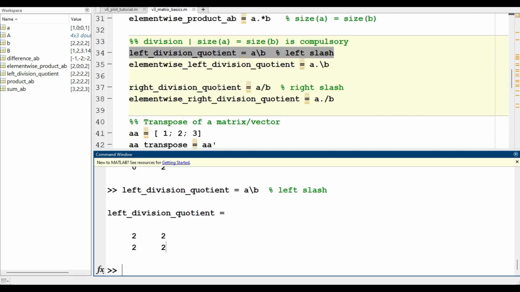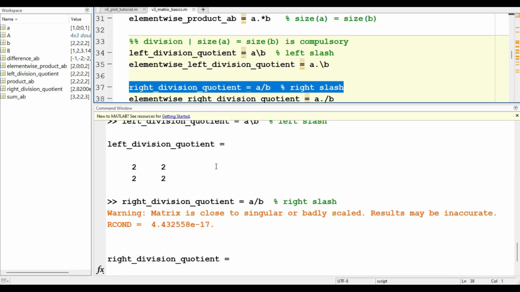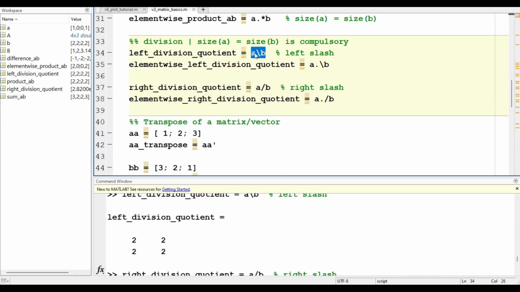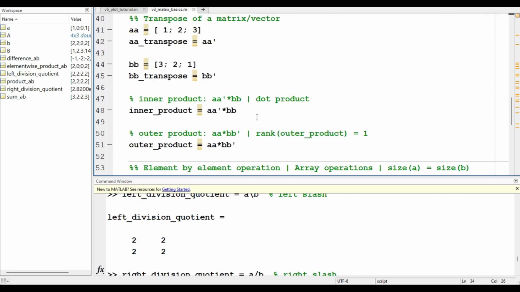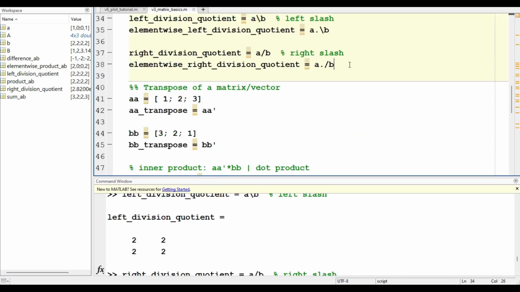Now we see what we get in the right division. If we perform the right division, we are getting something different. The reason being that when we are doing the division, it can actually be thought of as inverse of A multiplied by B, and this is going to be inverse of B multiplied by A, because B is in the denominator. So inverse of B multiplied by A.